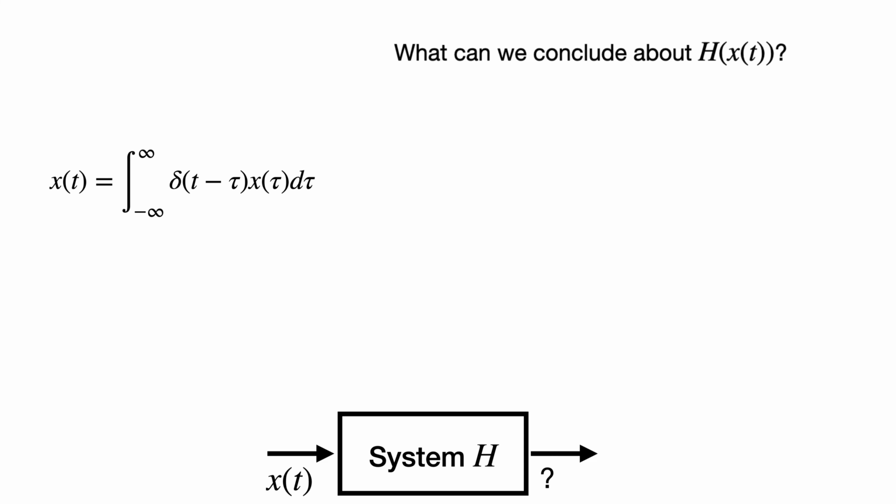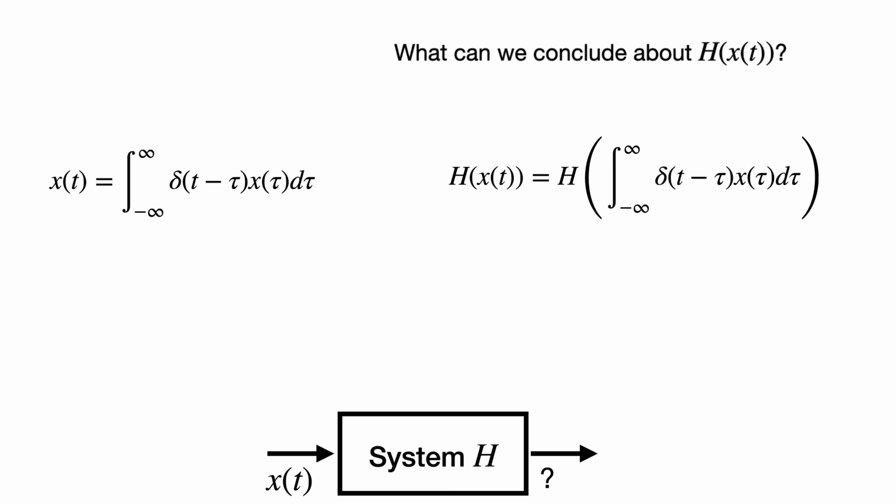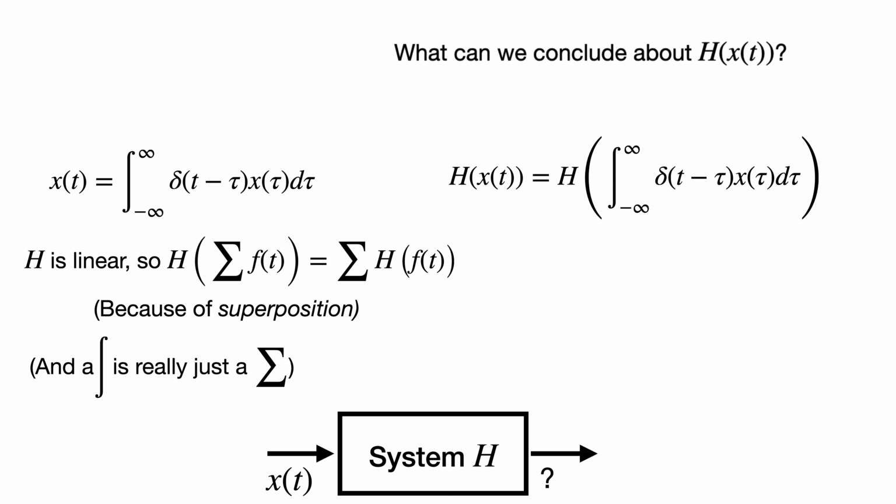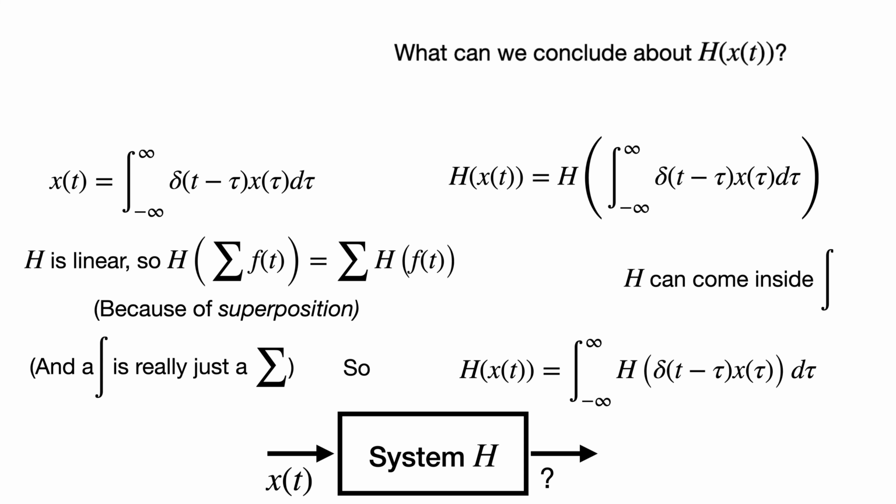Well, first let's notice that if H is linear, it obeys superposition, which means that H applied to a sum of inputs is equal to the sum of H applied to each input. And recall that an integral is really just a sum. It's even defined this way as a limit. So just as we can take sums out of a system, we can take integrals out as well. And using linearity, in this case superposition, we can conclude that H of x of t is equal to the integral of H applied to shifted deltas times the function value as well. So here's what we're doing. We're just bringing H inside the integral here and letting the integral come out. So we're swapping the places.